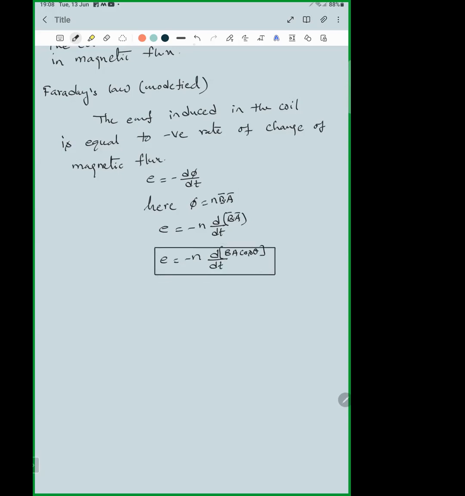So this law is also called Neumann's law.